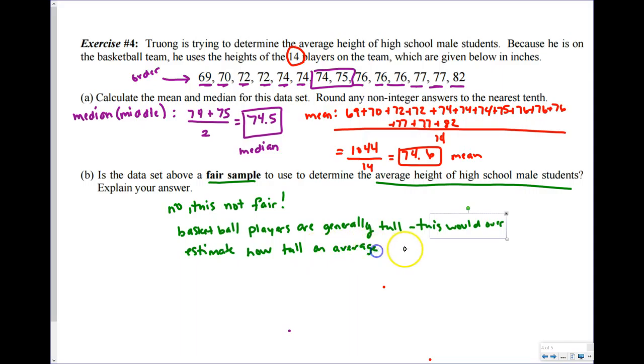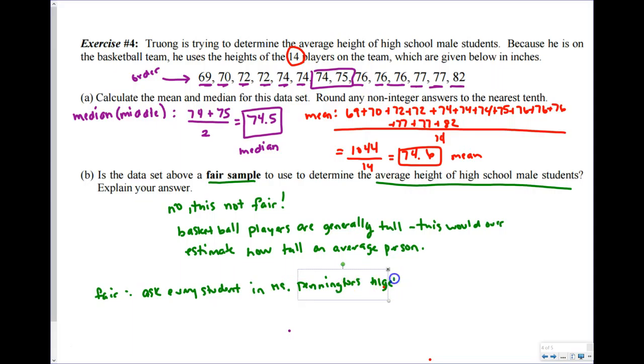What would be a better way for him to get this sample? A fair way to figure out the height of a typical student would be to ask every student in Ms. Pennington's algebra class. Every student has to take algebra, so we could just ask a sample of students in my algebra class. Don't ask basketball players. They're going to be tall. You're not going to get a fair sample. Okay?